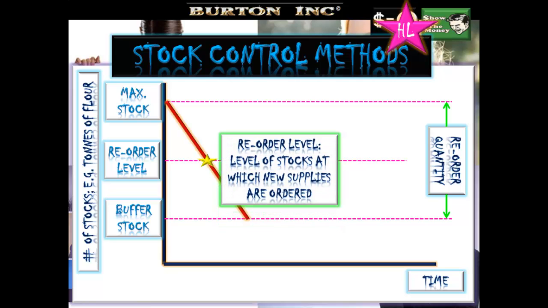Once our stock reaches the reorder level limit, then we place our order for new supplies. We phone up our flour supplier. Hey, time for a new shipment, please.